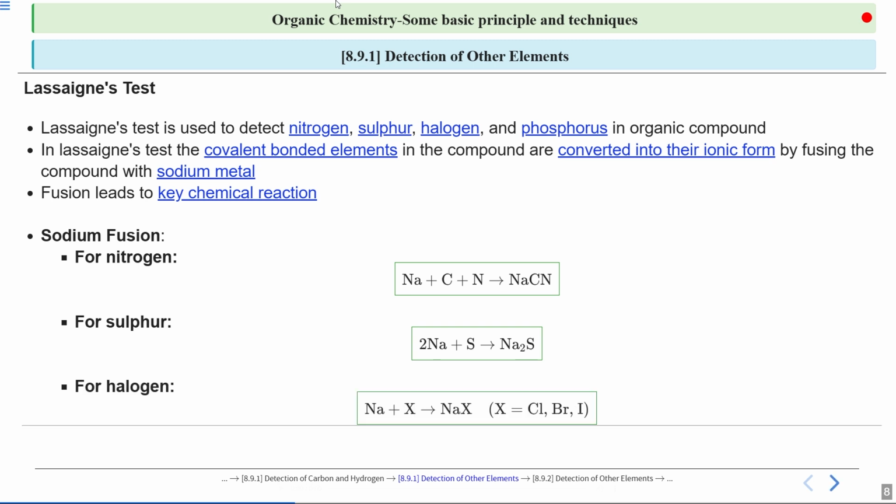If a halogen is present in the organic compound, the reaction involves sodium and the halogen forming sodium halide. The halogen can be chlorine, bromine, or iodine. This reaction is useful because sodium halides are easily identifiable, confirming the presence of halogens.